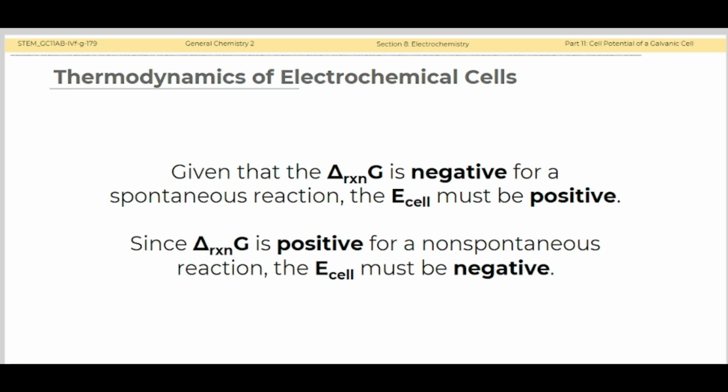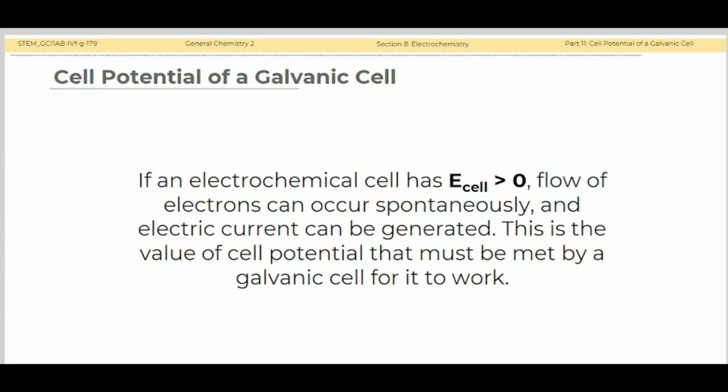Given that the Gibbs free energy of reaction is negative for a spontaneous reaction, the cell potential must be positive. Since the Gibbs free energy of reaction is positive for a non-spontaneous reaction, the cell potential must be negative. If an electrochemical cell has cell potential greater than zero, flow of electrons can occur spontaneously. An electric current can be generated. This is the value of cell potential that must be met by a galvanic cell for it to work.